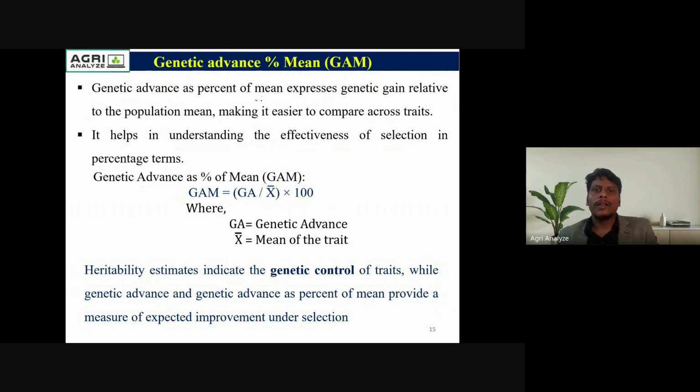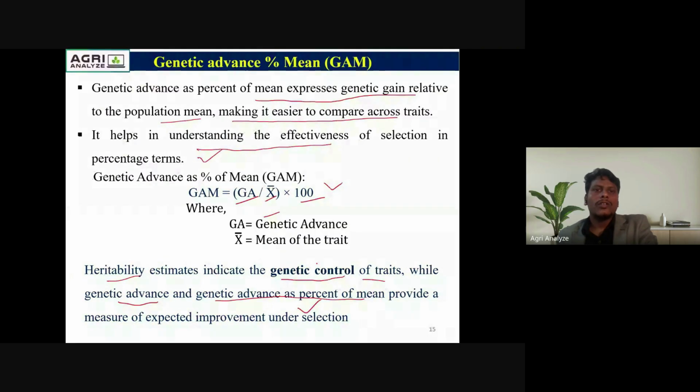Here the mean expresses the genetic gain relative to the population mean, making it easier to compare across traits. So it helps in understanding the effectiveness of selection in percentage. That is the formula: G means genetic advance, divided by the mean, multiplied by 100. So this is the genetic advance percent mean. Heritability estimates indicate the genetic control of traits, while the genetic advance as percent of mean provides the expected improvement under selection.